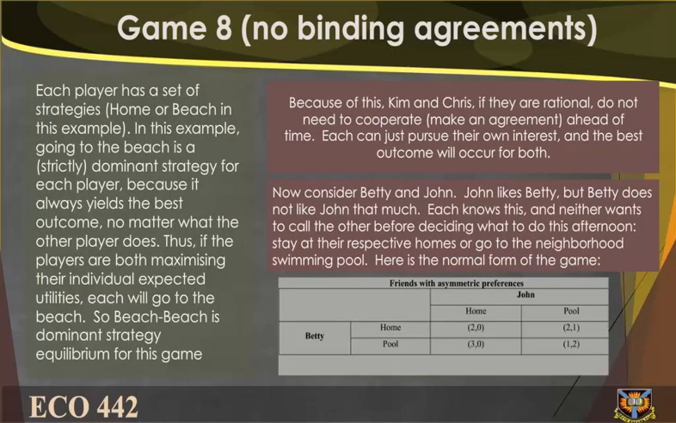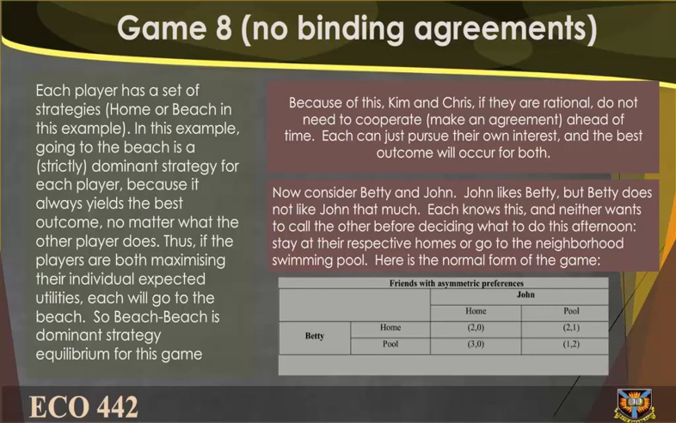Each player has a set of strategies, home or beach in this example. In this example, going to the beach is a strictly dominant strategy for each player because it always yields the best outcome, no matter what the other player does. Thus, if the players are both maximizing their individual expected utilities, each will go to the beach. So beach-beach is the dominant strategy equilibrium for this game.